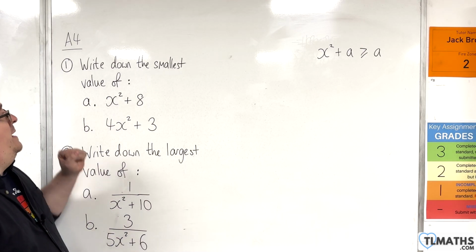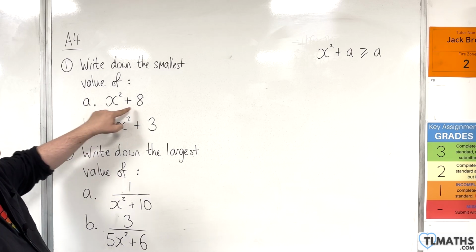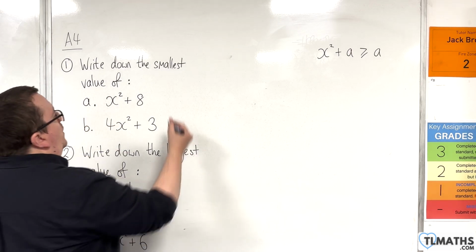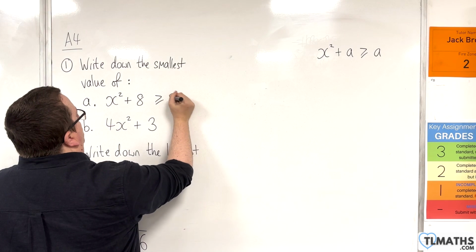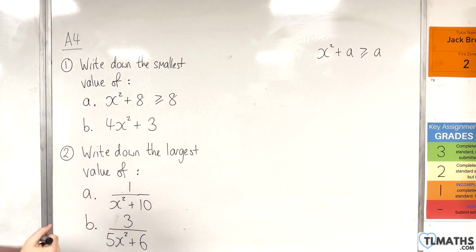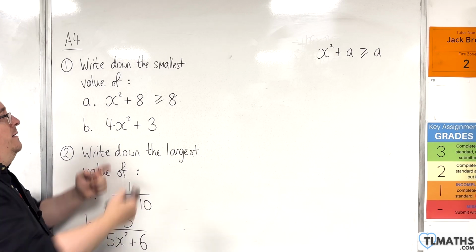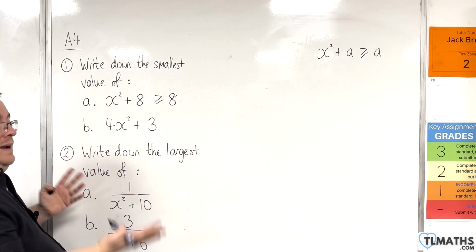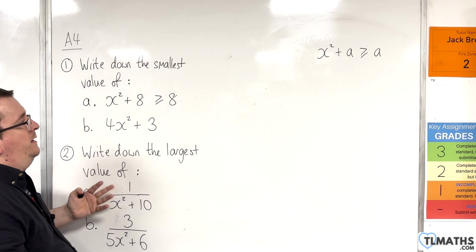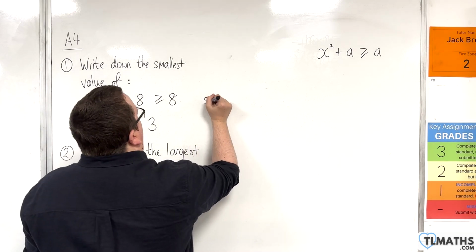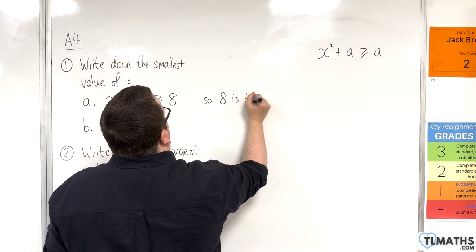So that means that x squared plus 8 will always be greater than or equal to 8. So that means that the smallest value that this can possibly be is 8. And that's when x is 0, okay? So 8 is the smallest value.